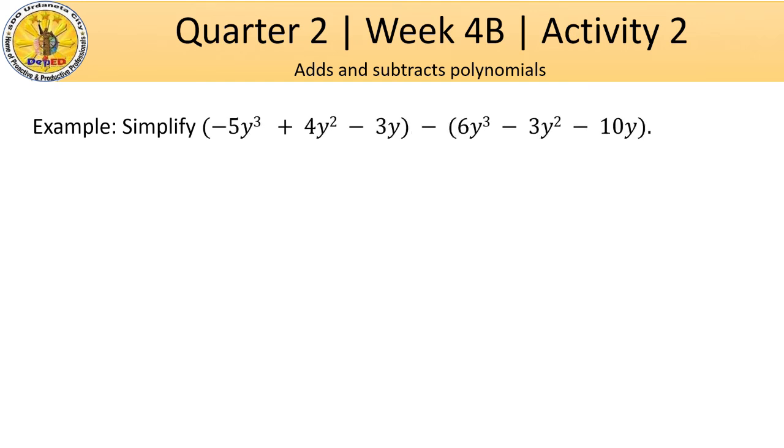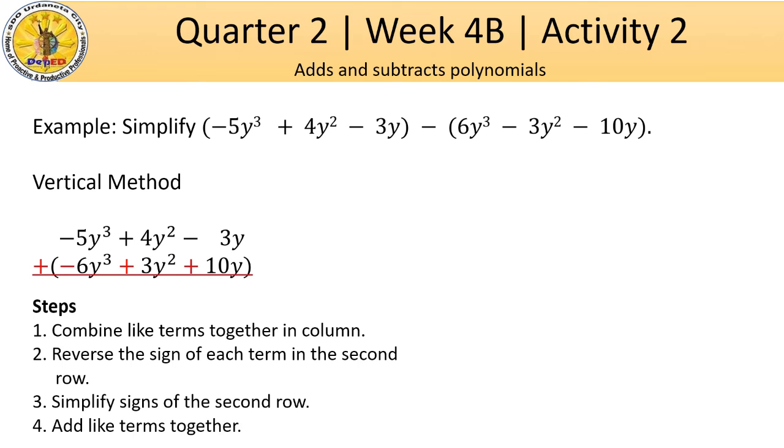Next example, we have simplify (negative 5y raised to the third power plus 4y raised to the second power minus 3y) minus (6y raised to the third power minus 3y raised to the second power minus 10y). The method that I will be using in this example is the vertical method. So I will combine like terms together in column and reverse the sign of each term in the second row.